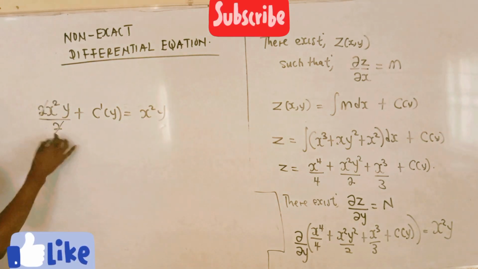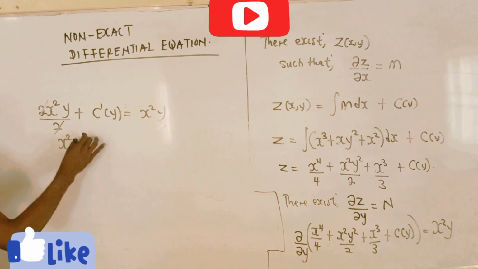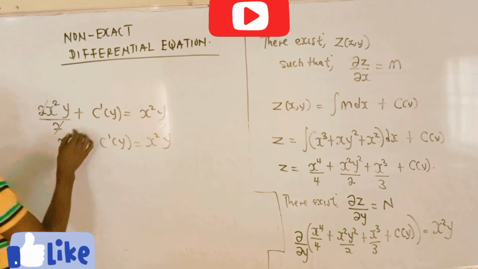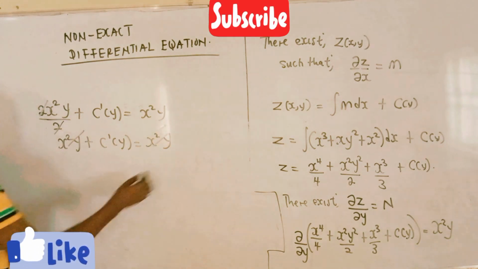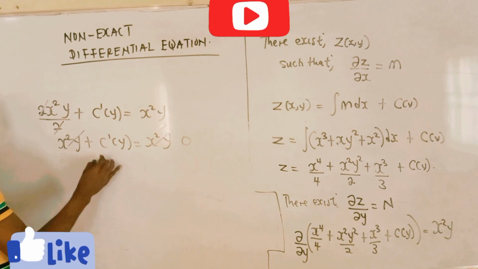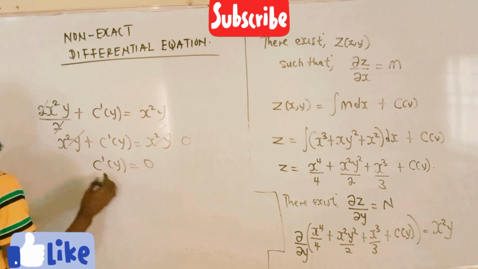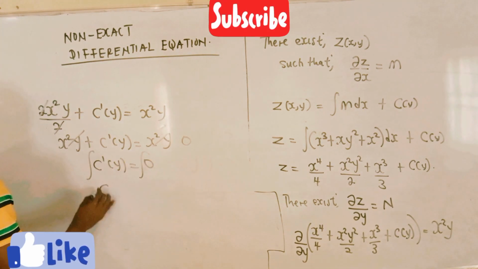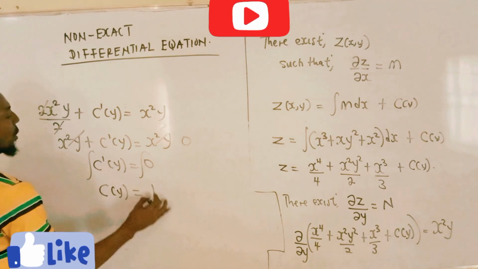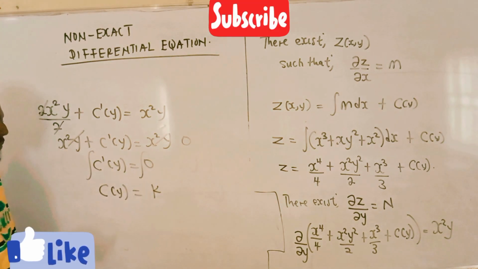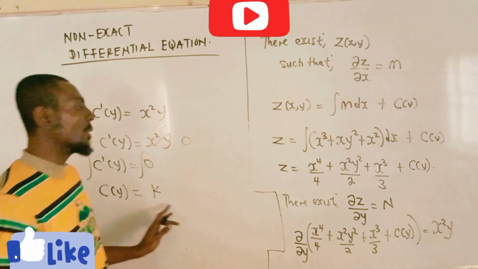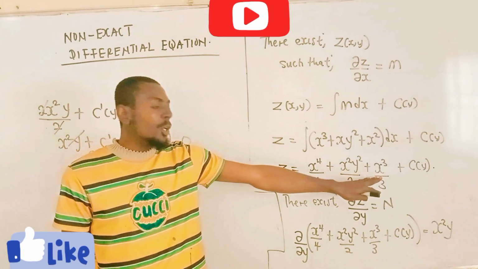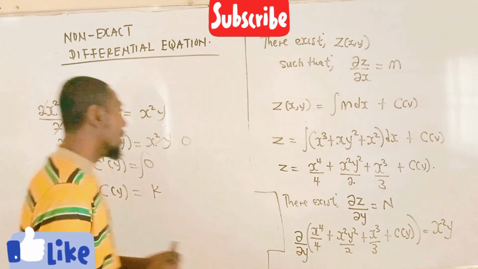Coming here, 2 can cancel 2, so that we have x squared y plus c prime of y is equal to x squared y. So x squared y can cancel from both sides. We have 0 here, so that c prime of y is equal to 0. Then to get the value of c of y, we integrate both sides, so that c of y is equal to k, because the integral of 0 is equal to k, which is a constant. So now, since we know the value of c of y, we can substitute it in this main equation so that we have our final answer.